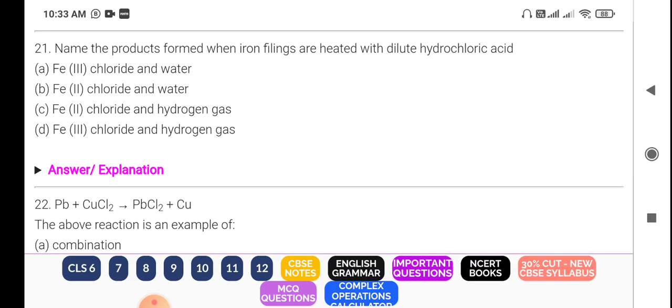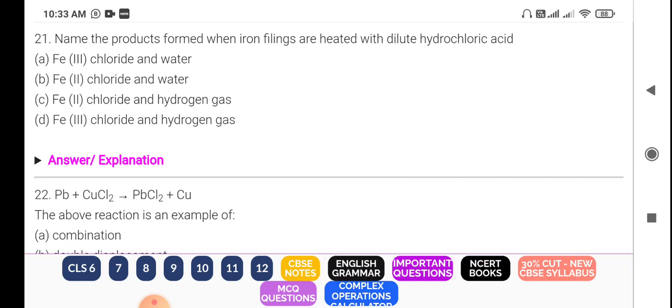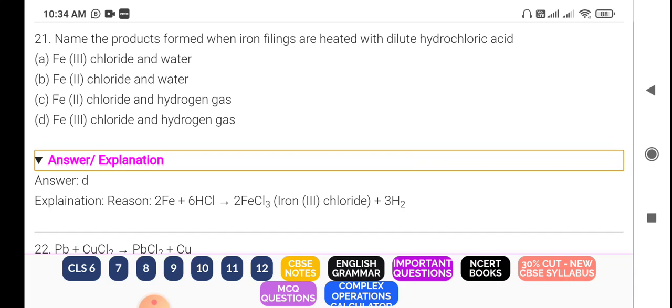So next one is the 21st question. Name the products formed when iron filings are heated with dilute hydrochloric acid. First, ferric chloride and water; second, ferrous tetrachloride; third, ferrous dichloride and hydrogen gas; and fourth, ferrous tetrachloride and hydrogen gas. Which one is correct? Reason: 2Fe plus 6HCl gives 2FeCl3.